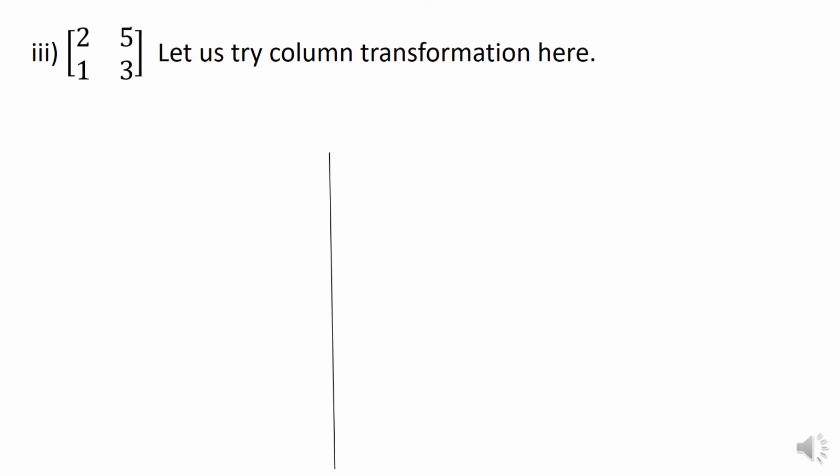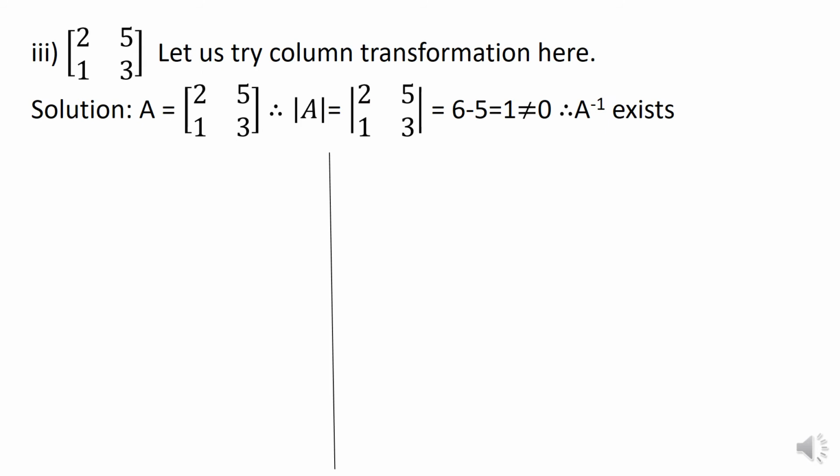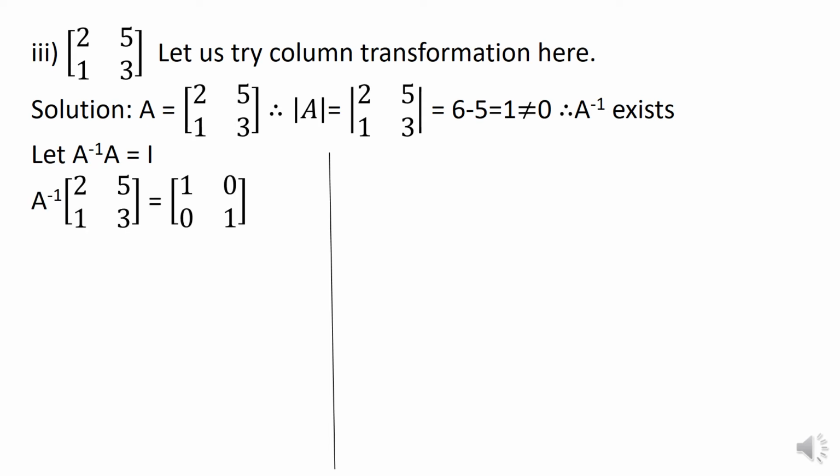Let us try column transformation for this particular matrix. As usual, we write A as the given matrix. So mod A comes out as 1. So A inverse exists, we are concluding. So we are going further. Now this time we are going to write A inverse A is equal to I. Remember, for column transformation, we pre-multiply A with A inverse. So we write the corresponding matrices on the LHS and the RHS.